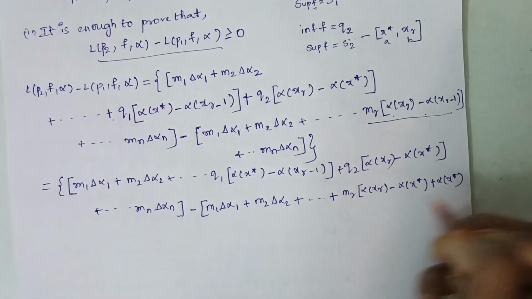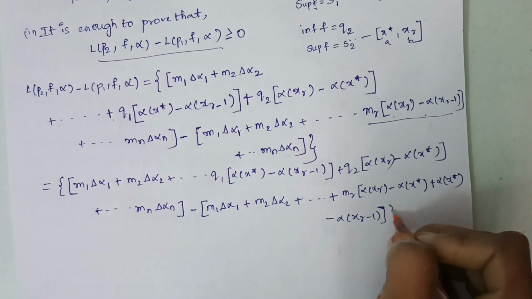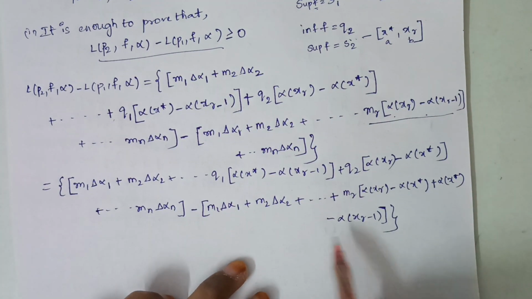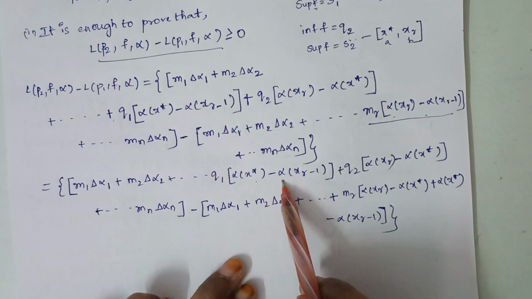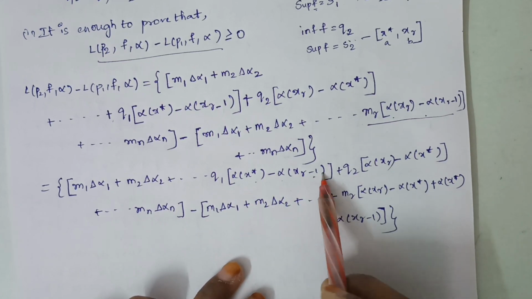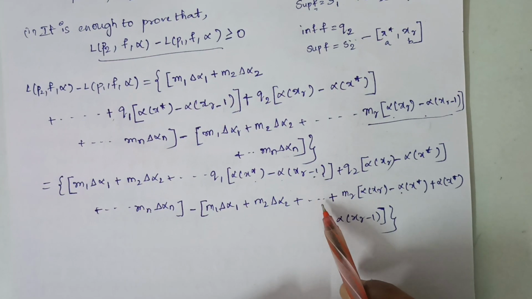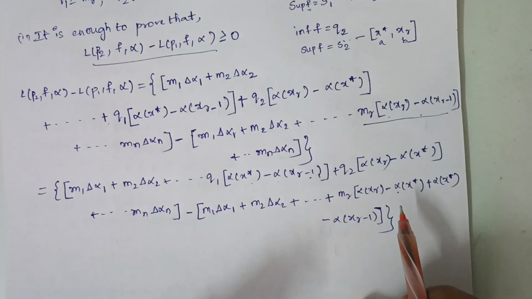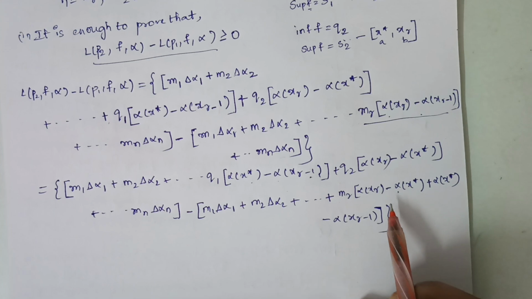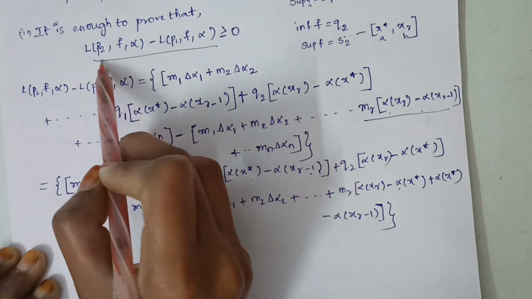Why am I subtracting and adding here? Because in order to take common here alpha x star minus alpha x r minus 1, I need to add this term also in this, so that I can take common from both and we can eliminate those terms so that we get this proof. We get the first proof, this one.